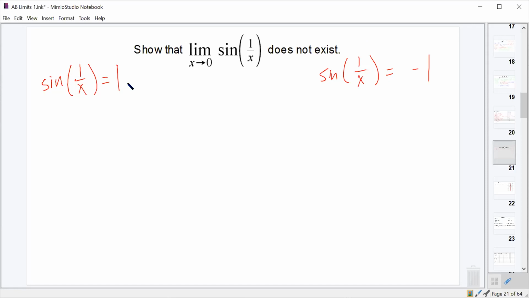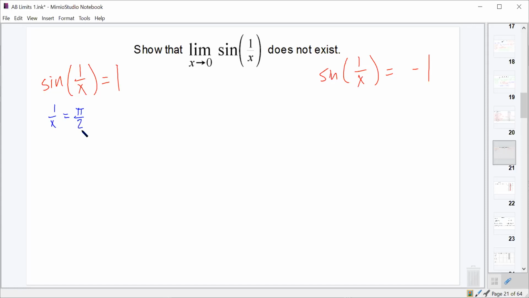Yeah. All right. Cool. So let's see if we can do that. When does the sine of 1 over x equal 1? Well, whenever the angle, and our angle happens to be 1 over x, equals what? The sine of what is 1? 90. Let's do radians. Yeah, we're going to do almost exclusively radians. So, pi over 2.